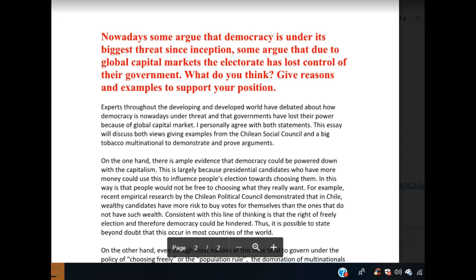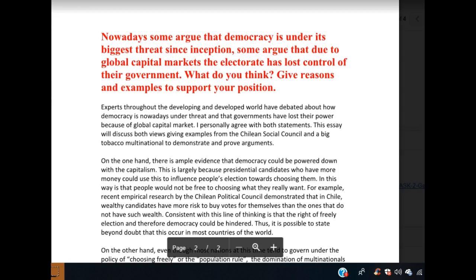This says he will discuss both views, giving examples from the Chilean Social Council and a big tobacco multinational to demonstrate and prove arguments. Fine. On the one hand, there is ample evidence that democracy could be powered down with the capitalism. I don't know what that means. I don't know what it means to be powered down with capitalism.